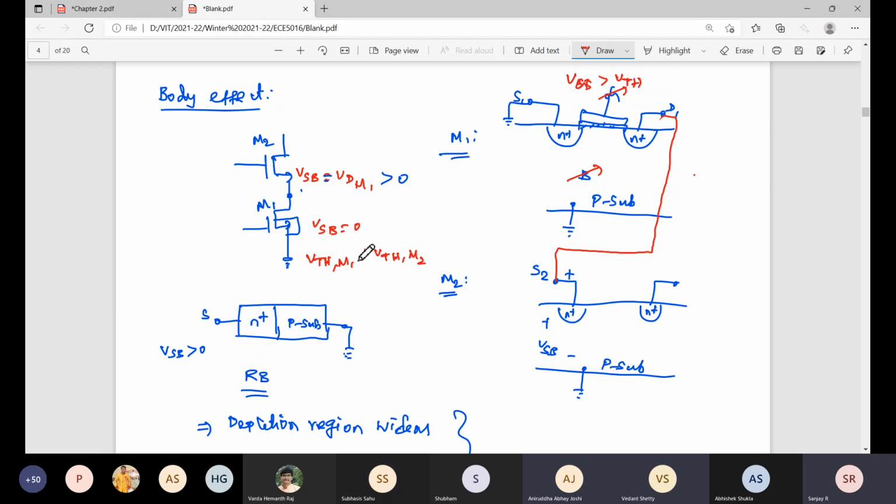M2. This understanding is needed. Due to the body effect, the threshold voltage of M2 is higher than M1. Even though both are the same NMOS transistor, due to the body effect, the threshold voltage of M2 is higher. So this is called the body effect. You understand in a very simple manner.